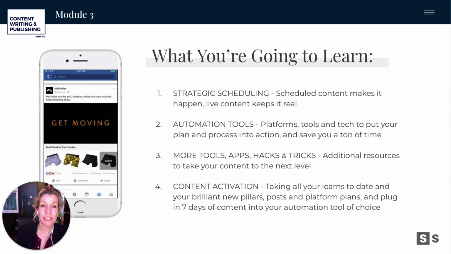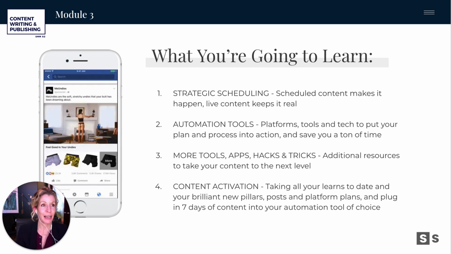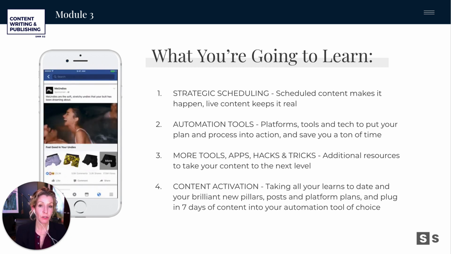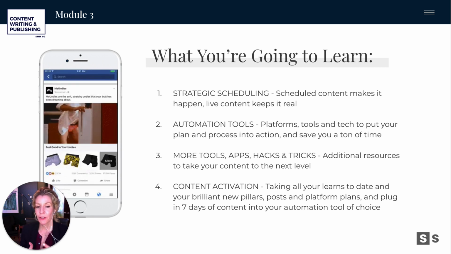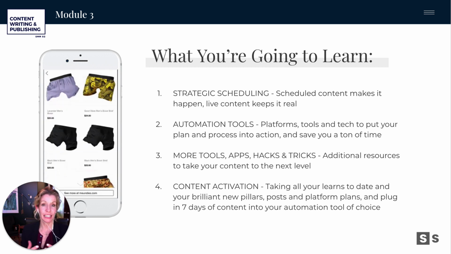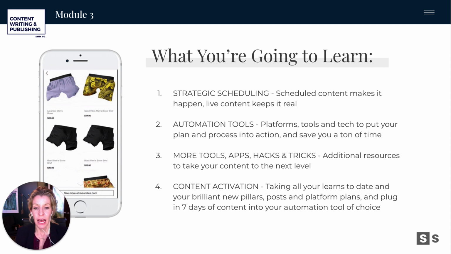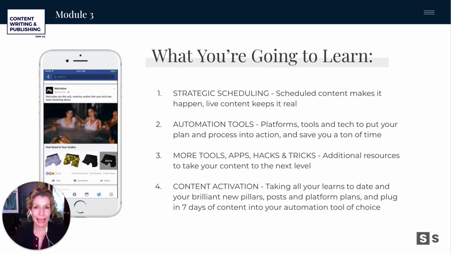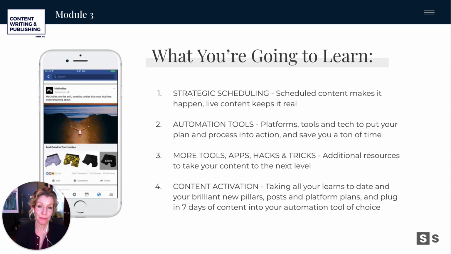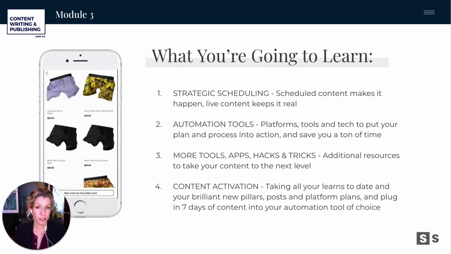So we're going to talk about strategic scheduling, why the blend of live versus scheduled content is really important, and how we have to determine what that blend looks like for ourselves. The automation tools we highly recommend, both paid and free. And if we can avoid having multiple tools, that's even better, but sometimes one or two or three is necessary. And then additional apps, packs, tips, and tricks that can bring our content to life in a better way. So better editing, better content repurposing, sourcing, etc.